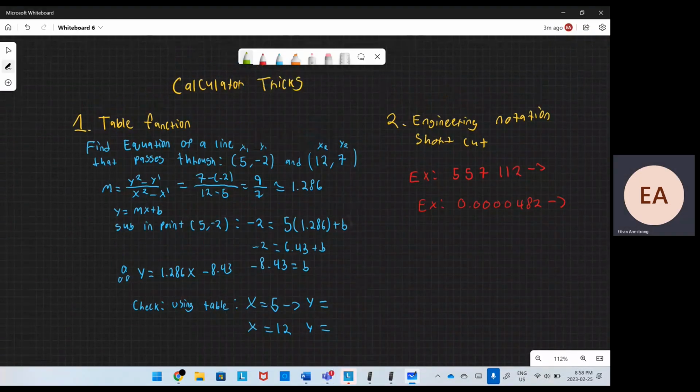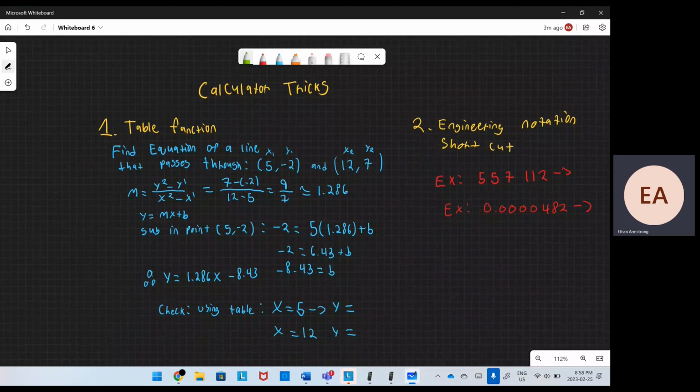Hello, so today I'm going to be showing you guys some useful calculator tricks. The first one I'm going to be showing is the table function. One use that you could use it for is for these equation of the line questions.